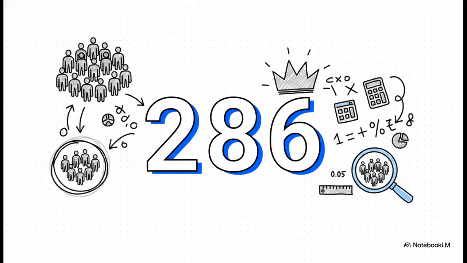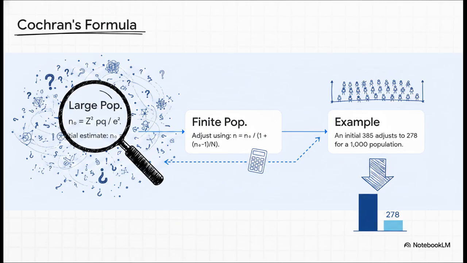No guessing required. Let's build on this by looking at one more tool, Cochran's formula. This one is primarily used when you're estimating proportions. First, you run a calculation for a massive, theoretically infinite population using your z-value and margin of error. For a 95% confidence level, this usually spits out an initial estimate of 385. But what if your actual population is finite, say only 1,000 people again? Well, you just run a simple adjustment calculation, dividing that initial 385 by a ratio of your actual population. As this example shows, that initial 385 elegantly adjusts right down to a required sample size of 278.